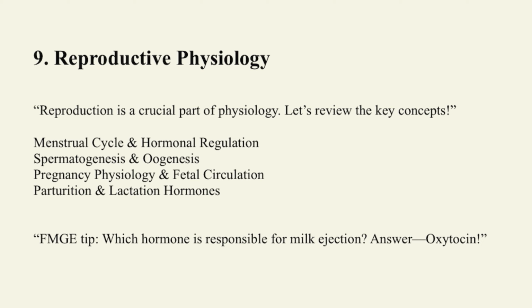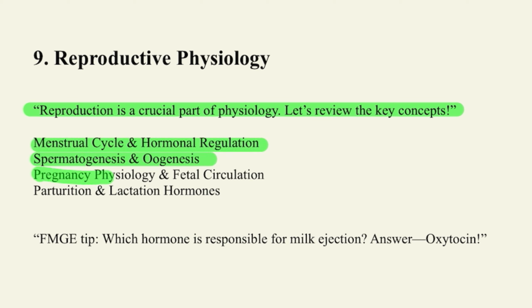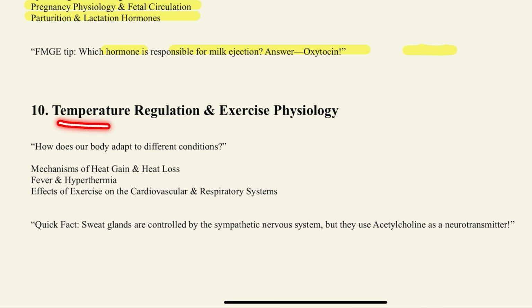Now move with another topic, that is reproductive physiology. Reproduction is a crucial part of physiology. Let's review the key concepts. First one is menstrual cycle and hormonal regulation, spermatogenesis and oogenesis, pregnancy physiology and fetal circulation, parturition and lactation hormones. FMGE tip: which hormone is responsible for milk ejection? Answer is oxytocin.